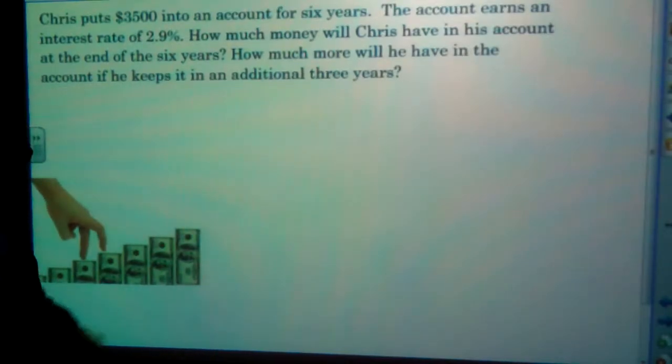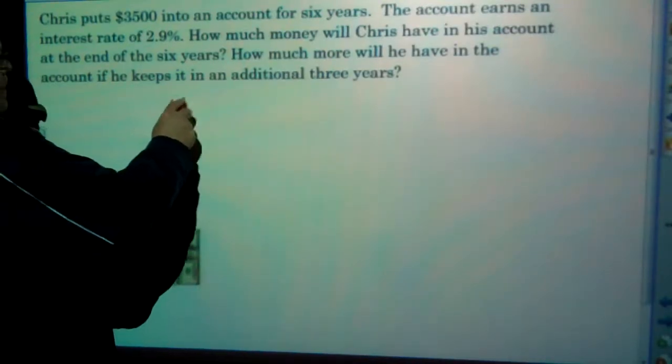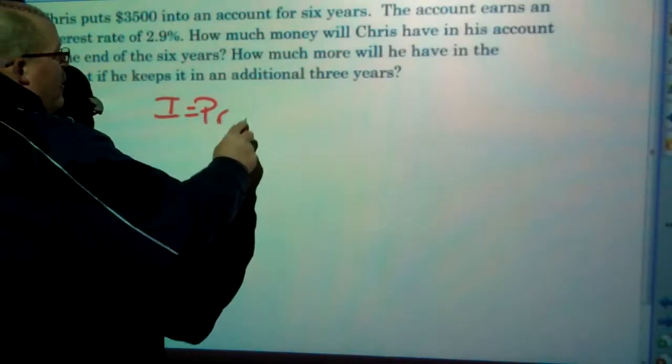All right, let's look at another one. So Chris puts $3,500 into an account for 6 years. The account earns an interest rate of 2.9%. How much money will Chris have in his account at the end of his 6 years? How much more will he have in the account if he keeps it in an additional 3 years? All right, so let's set it up. I equals PRT.